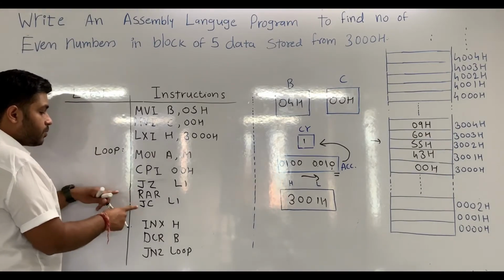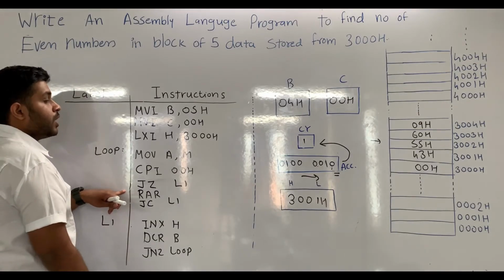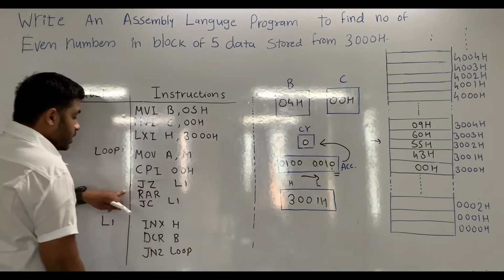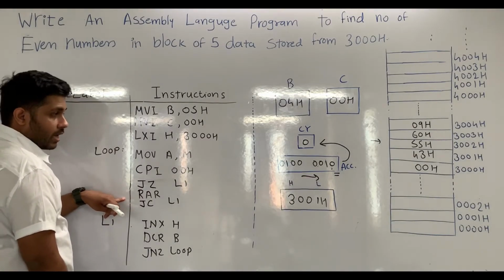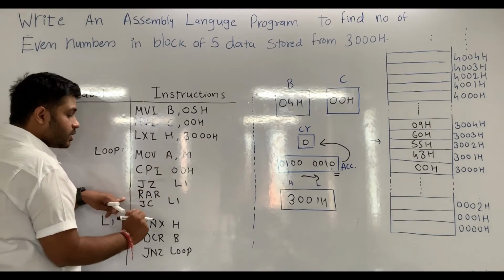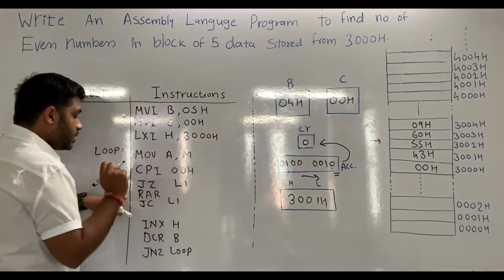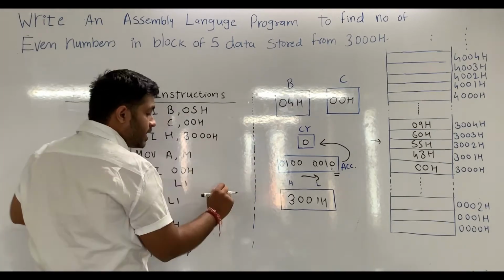Then we will perform rotate accumulator right. When you perform rotate accumulator right, the 0 will be stored in the carry. After that the instruction is jump carry to L1. It means when the carry is generated, we will jump to L1. Right now the carry is not generated. It means the number is even.